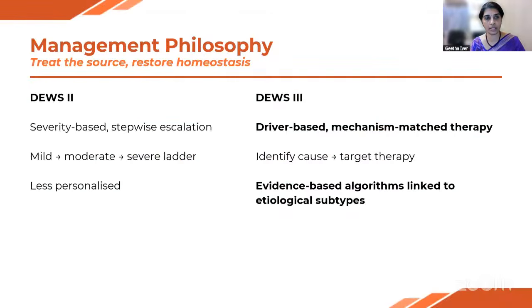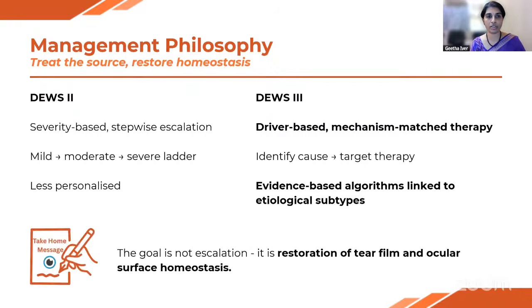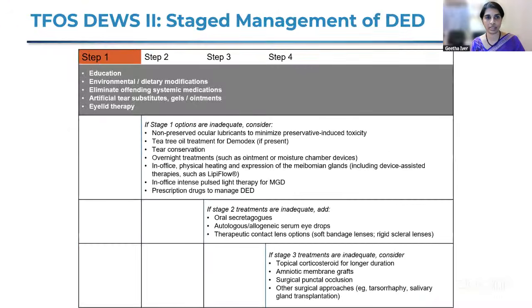management and therapy, where the philosophy is to treat the source and restore homeostasis, which is driver-based mechanism-matched therapy, where you identify the cause and target the therapy. Evidence-based algorithms have been linked to etiological subtypes. The goal is not escalation. It's not a step ladder approach. It's a restoration of tear film and ocular surface homeostasis.